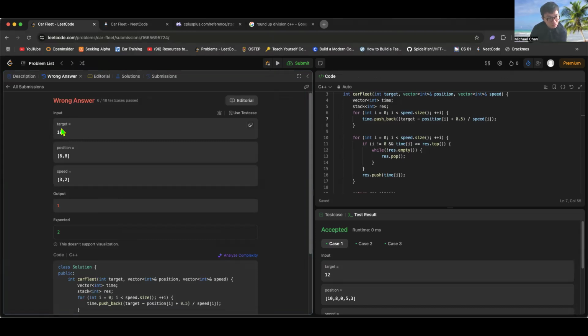Because right now 10 minus 6 equals 4. 4 divided by 3 is 1 point something, but it will become 1. But if I do 10 minus 6, which is 4, plus 0.5, which is 4.5, divided by 3, which will be 1.